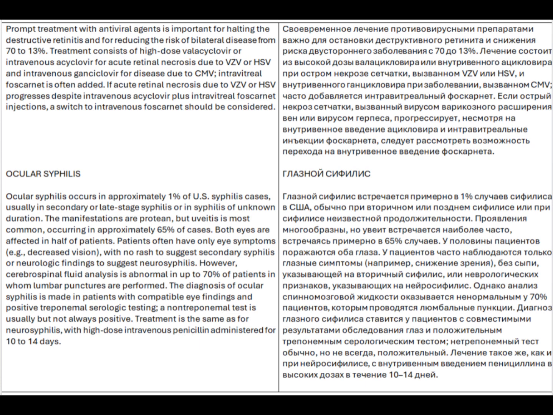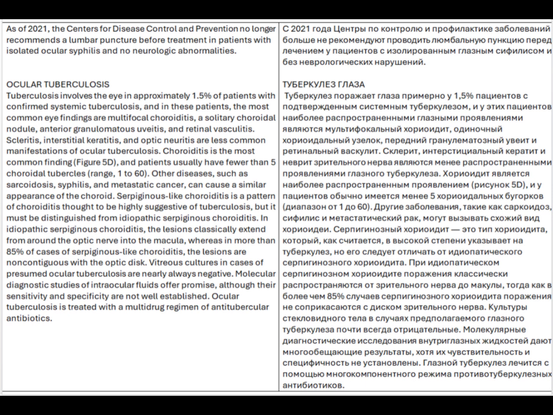The diagnosis of ocular syphilis is made in patients with compatible eye findings and positive treponemal serologic testing. A non-treponemal test is usually, but not always, positive. Treatment is the same as for neurosyphilis, with high-dose intravenous penicillin administered for 10 to 14 days. As of 2021, the Centers for Disease Control and Prevention no longer recommends a lumbar puncture before treatment in patients with isolated ocular syphilis and no neurologic abnormalities.